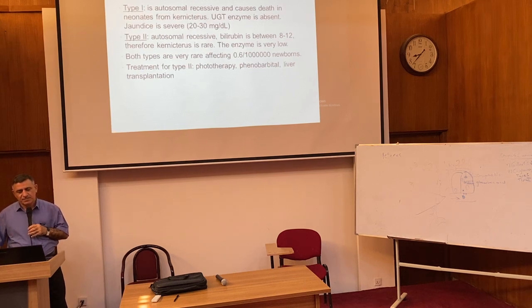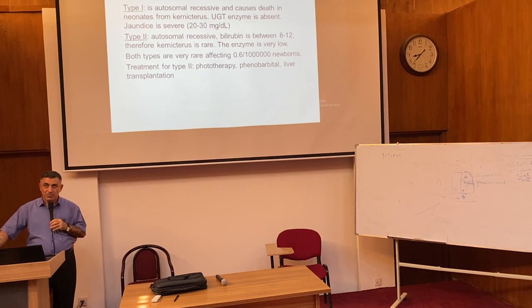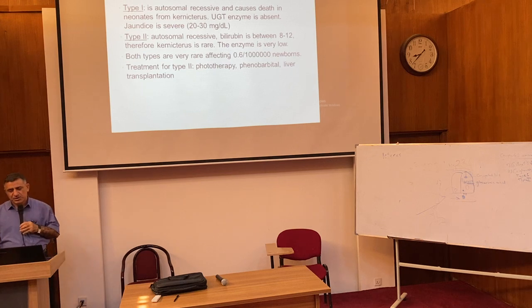Crigler-Najjar, as we said, has two types. Type 1 is autosomal recessive and causes death in neonates from kernicterus. Kernicterus, as we said, is damage of the central nervous tissue by bilirubin. The UGT enzyme is absent. Jaundice is severe, 20 to 30.